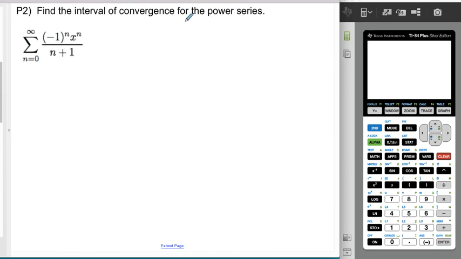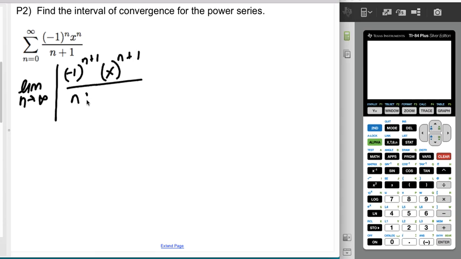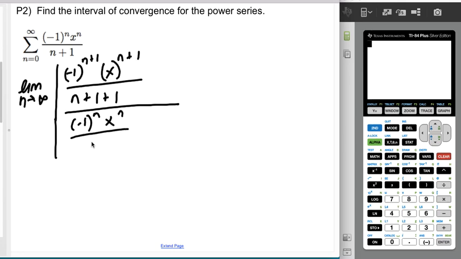All right, so we're going to find the interval of convergence for the power series. Again, remember, this means the first thing you're going to do is find the radius of convergence by setting up the ratio test. So my a sub n plus 1, (-1)^(n+1), x^(n+1) over n plus 1, divided by a sub n, which just means copy the a sub n exactly as you have it. And that whole thing should be less than 1.